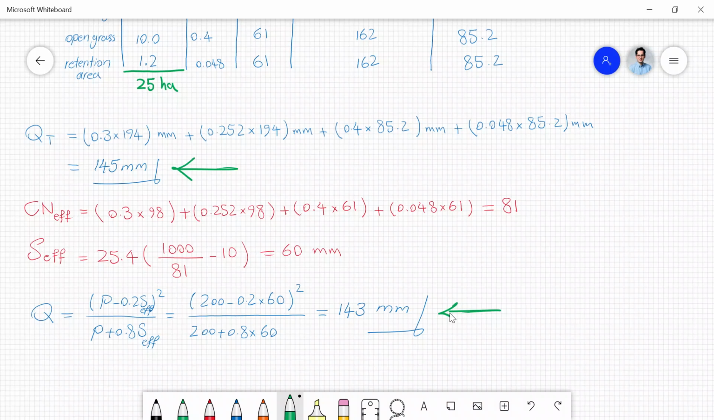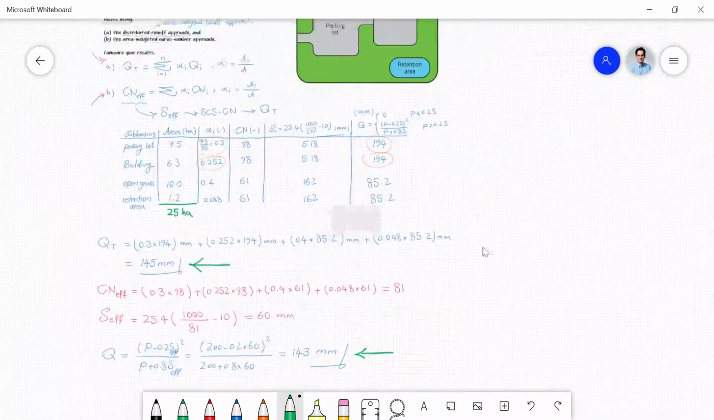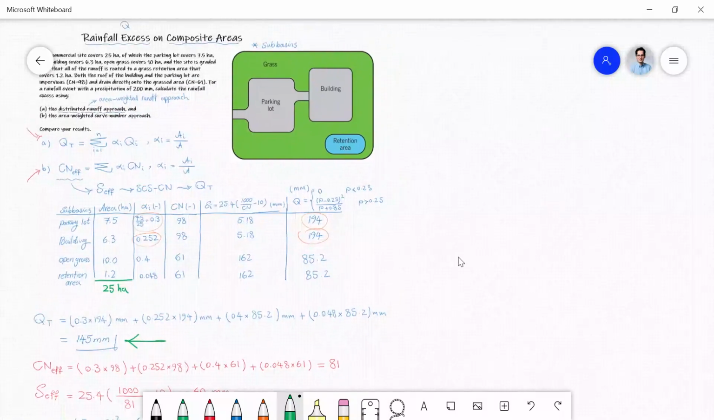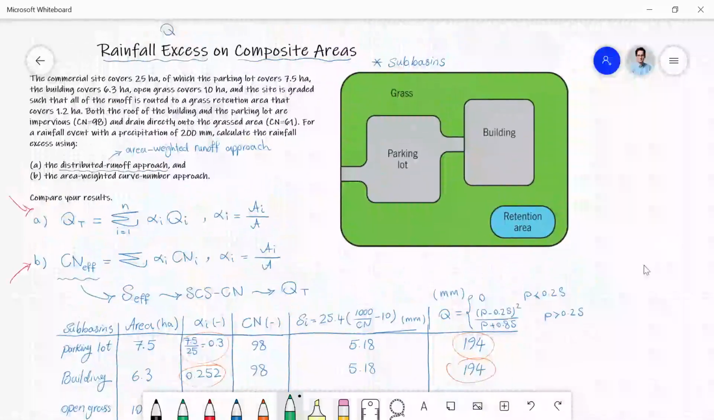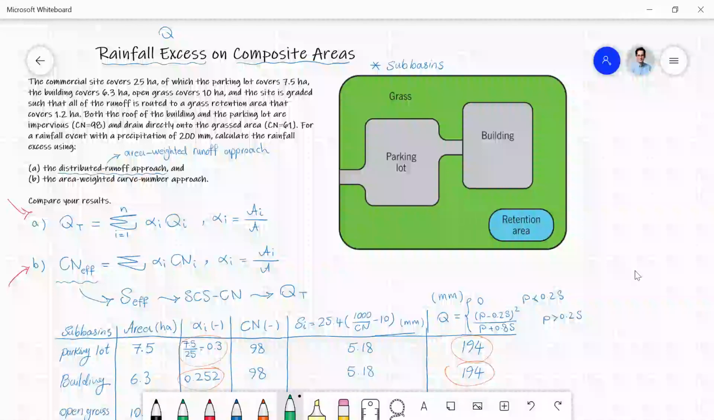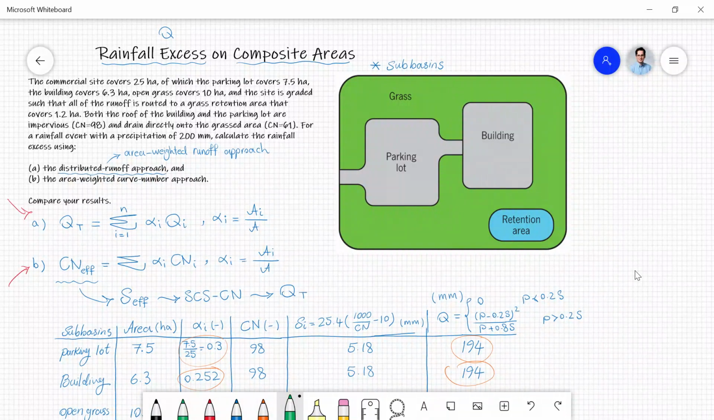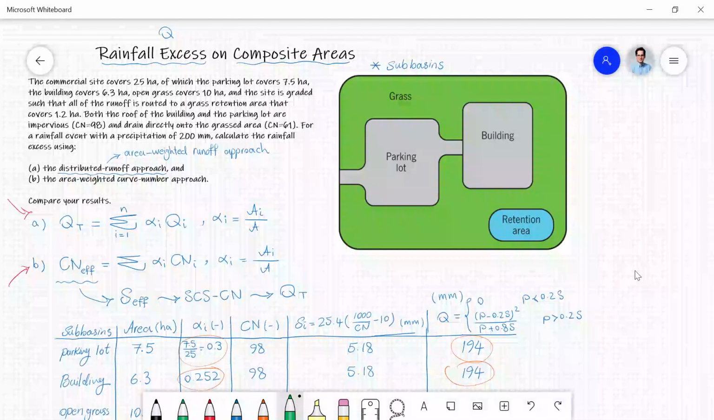This obviously means that these two methods are different. But what if I ask you which method is more accurate than the other one? Is it going to be the area weighted runoff approach or the area weighted curve number approach? The answer to that question is pretty easy actually, and you're going to say that it's going to be the area weighted runoff approach, because when you are calculating runoff for smaller areas, you're going to calculate it based on the specific curve number of that smaller subbasin, and then you will sum all the runoffs that are calculated. However, when you are calculating the effective curve number, that is the average curve number of the entire study area. So your number is not going to be as accurate as the distributed runoff approach.